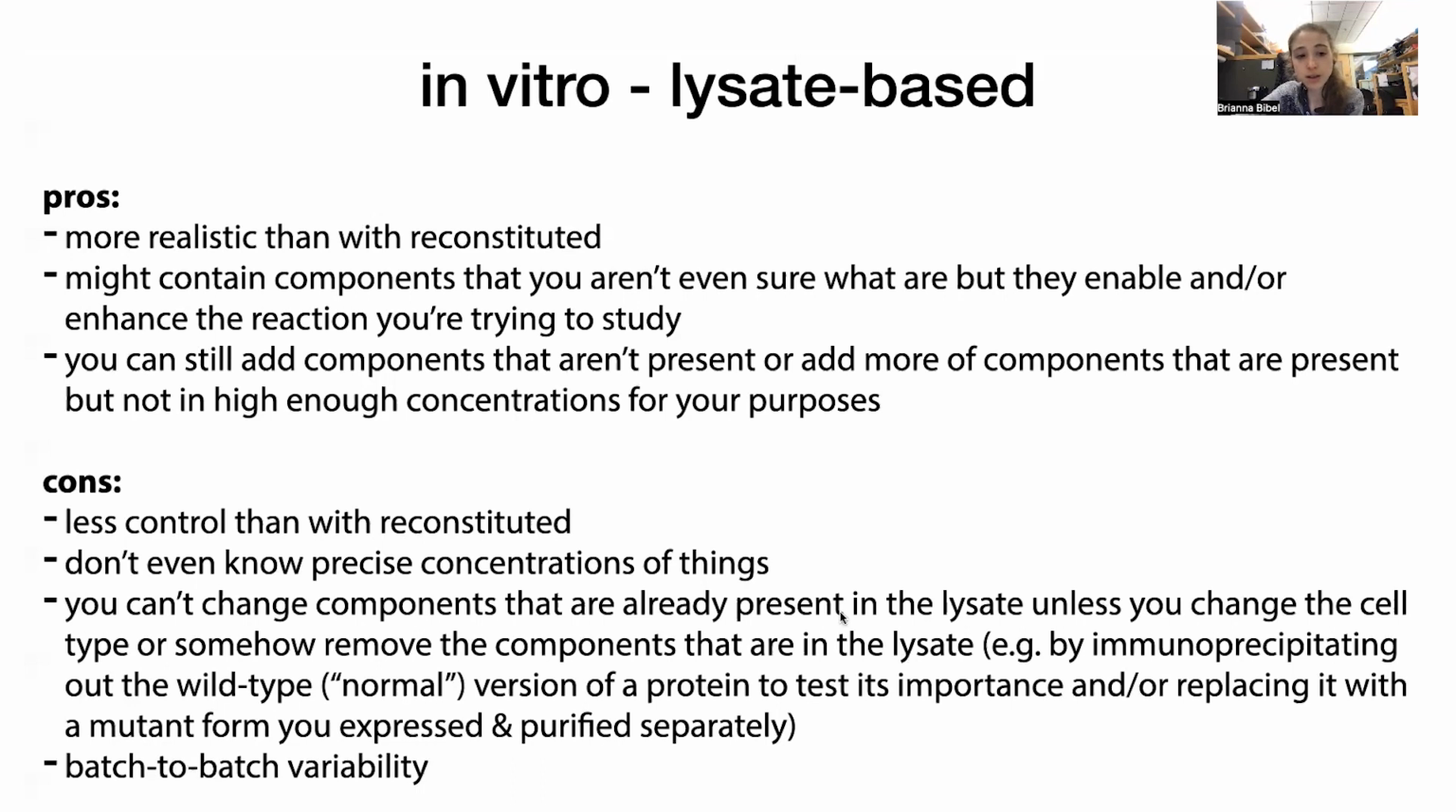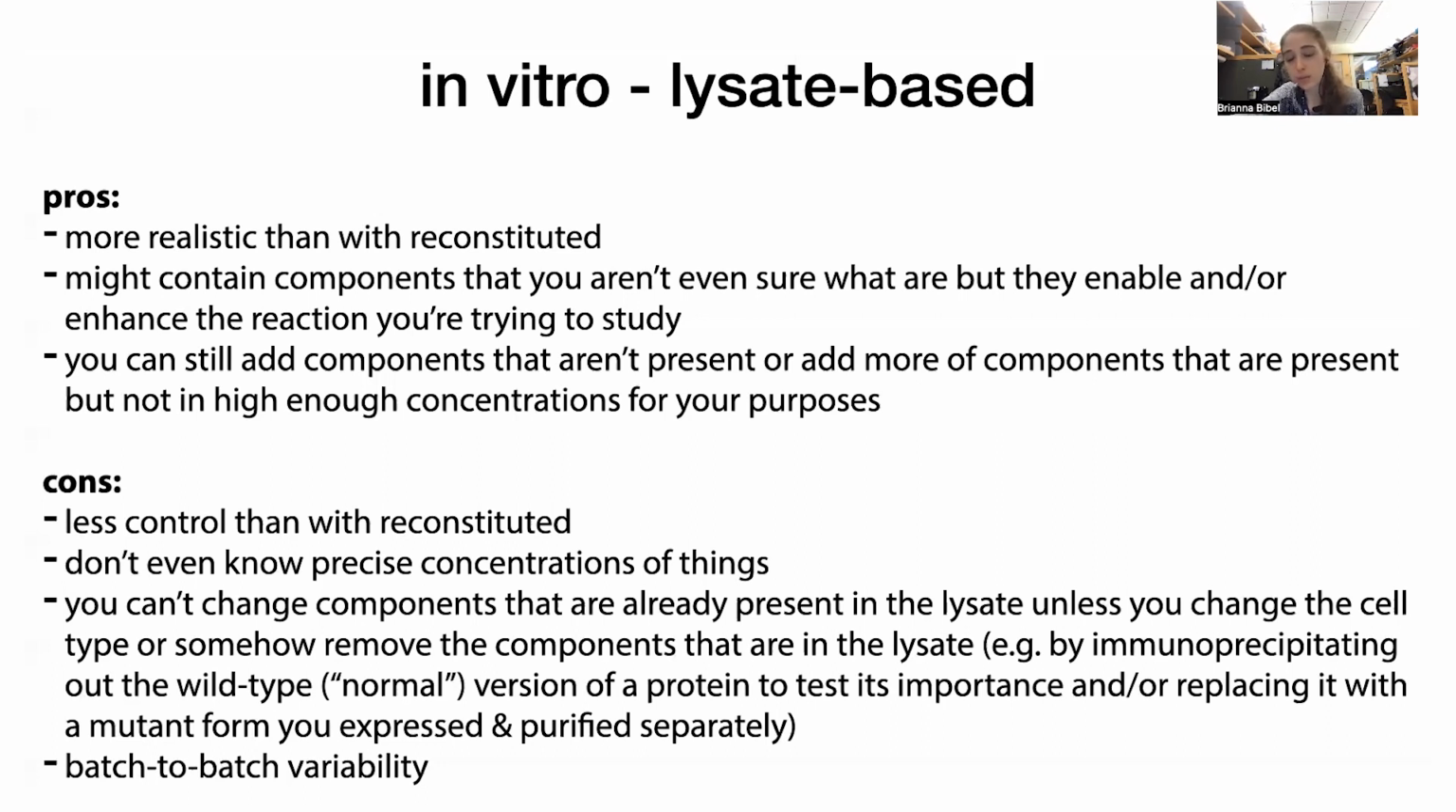So you still have cons compared to the reconstituted: you have less control than with the reconstituted. You don't even know the precise concentrations of things. If something was in the lysate already, then you can't change it unless you change the cell type or you somehow remove the components that were in the lysate, such as by immunoprecipitating out the wild type version of the protein, and then that'll tell you if the protein's actually needed for the thing. Or you could replace it with a mutant form that you expressed and purified separately.